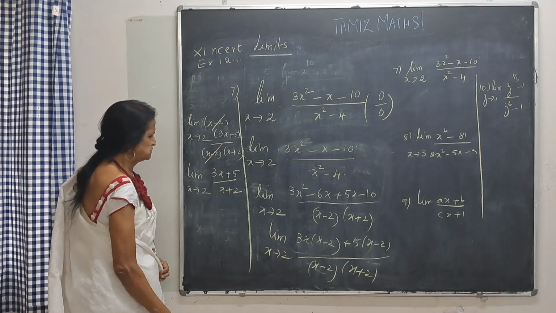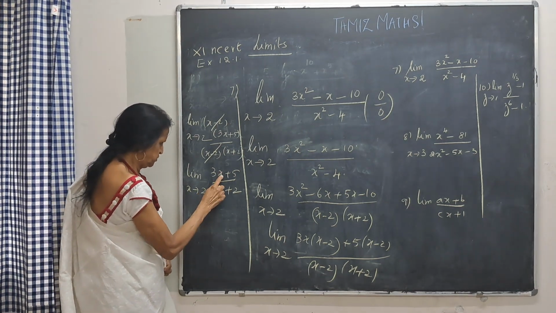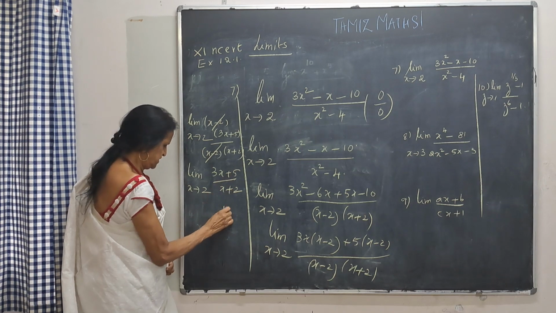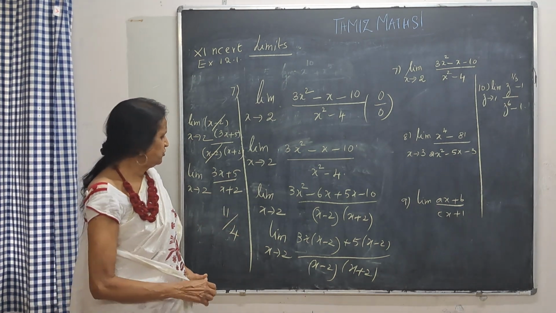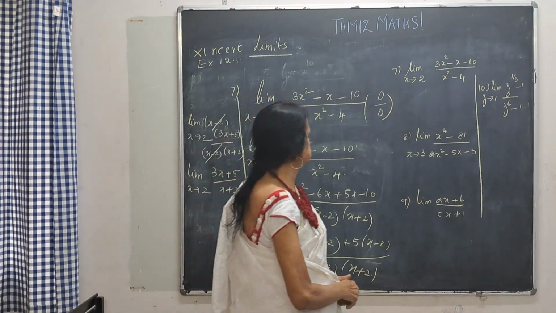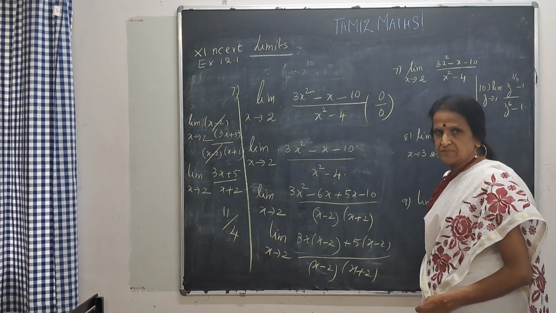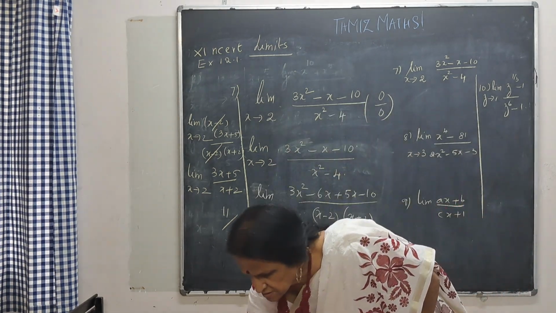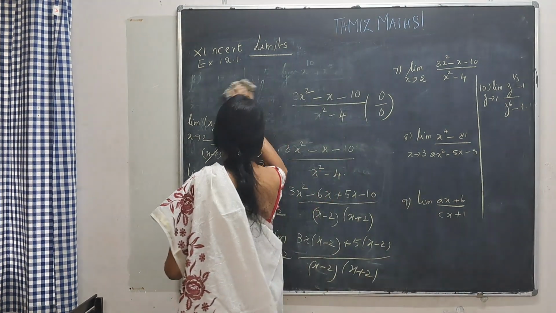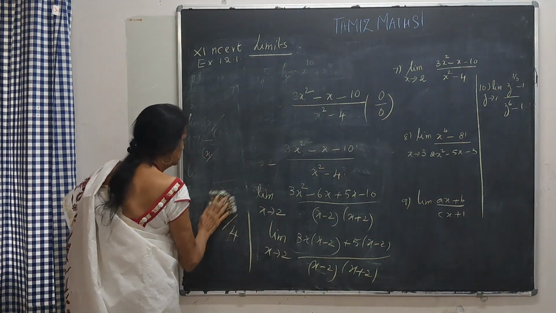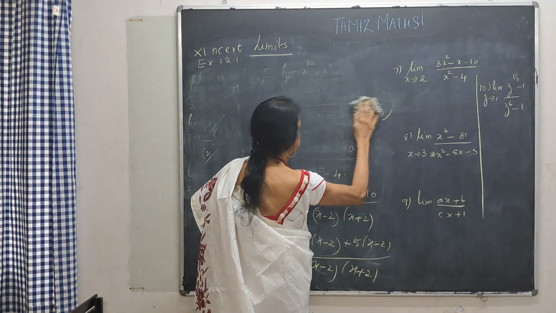Apply the limit now. 3 into 2, 6. 6 plus 5, 11. 11 by 2. This is the answer for this question, problem number 7. Okay, now I go for problem number 8, and we have 9 and 10, which will take a minute to work.